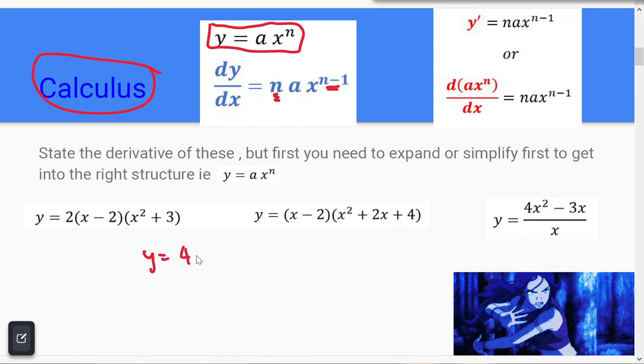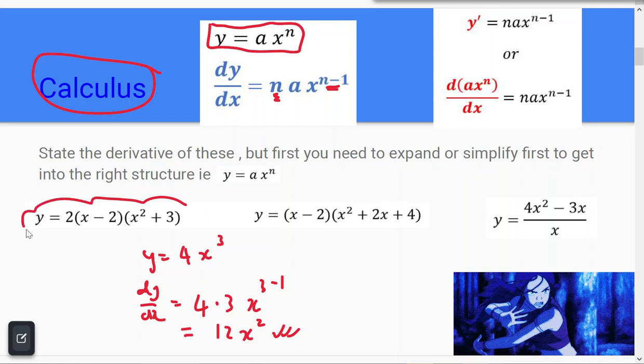Y equals 4x to the power of 3 becomes dy dx equals 4. The 3 comes down and multiplies. x to the 3 minus 1. That's going to be 12x squared as being my final answer.